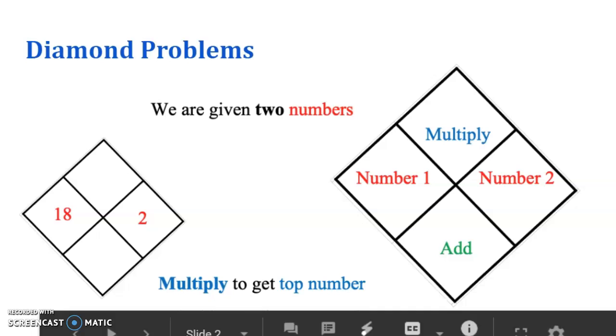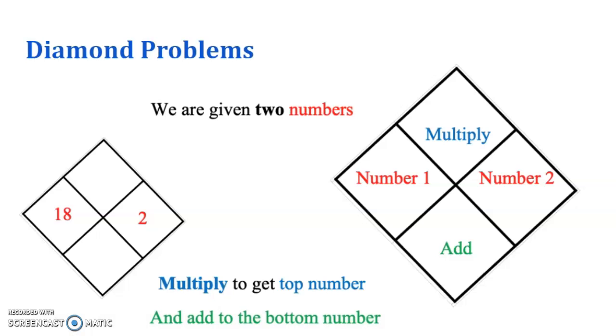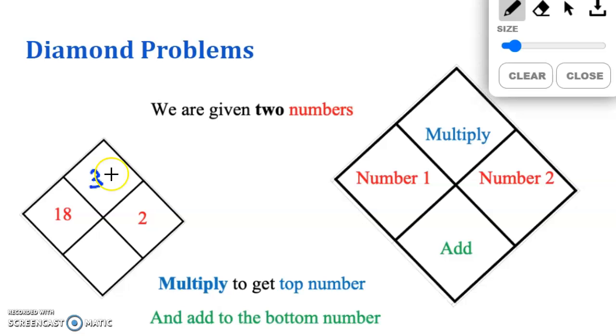So for the top number, we multiply the first number and the second number. 18 times 2, what is that? That's going to be 36. For the bottom number, it's going to be 18 plus 2. Remember, the bottom number is the sum of, the top number is the multiplication of. I like to put the multiplication sign and addition sign as a reminder of the rule. 18 plus 2 is 20. So this is my diamond problem solved for the first one.